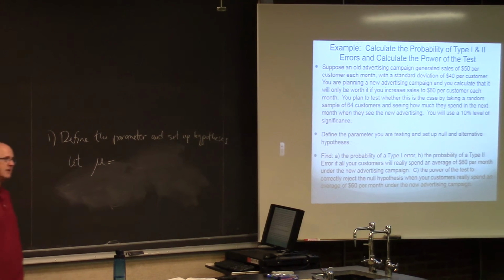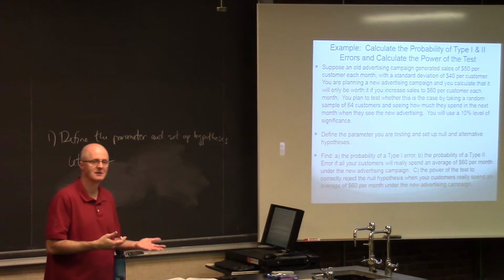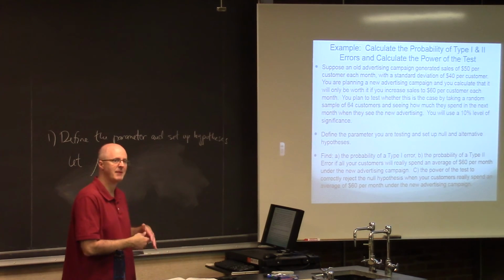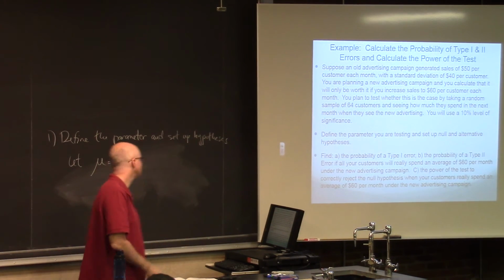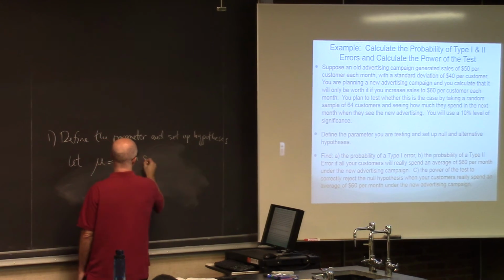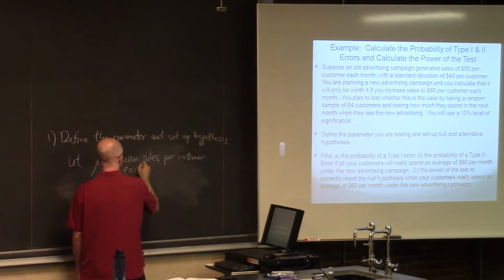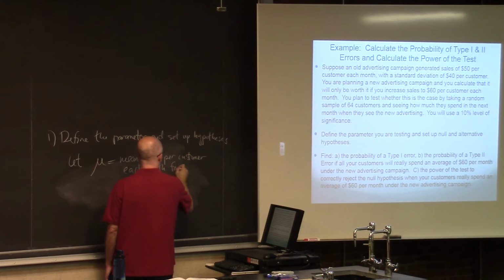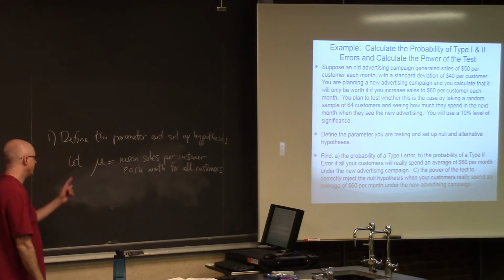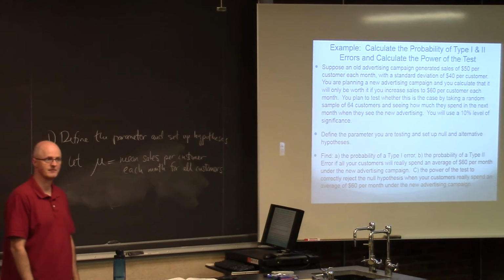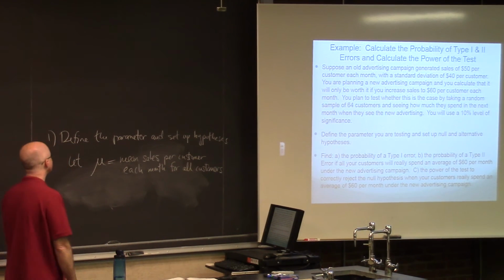Mu is going to be a population mean. What population? Well, it would be the mean sales per customer each month if you gave the new advertising campaign to everybody, all your customers. All customers from the past, say, and then maybe all customers from the future. The mean sales per customer each month for all customers. That's the thing that you hope is bigger than $60, so as to justify creating and using this new advertising campaign. That's a definition of the parameter.